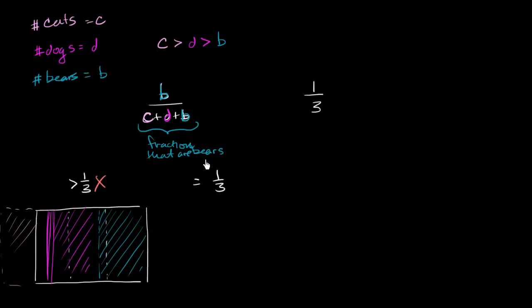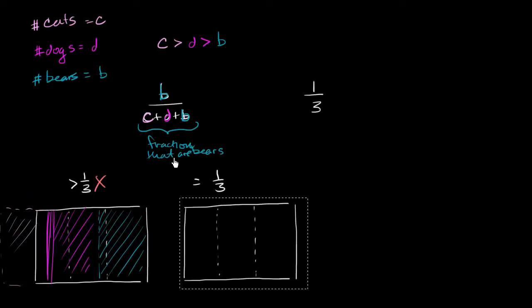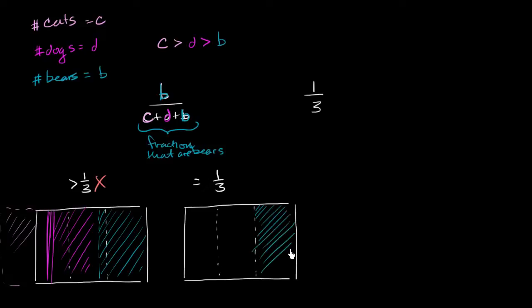Let's imagine if this expression, the fraction that are bears, were equal to 1/3. So let's make our diagram again. So in this situation, the bears are exactly 1/3. So I'll just color in this third right over here. So exactly 1/3 are bears.